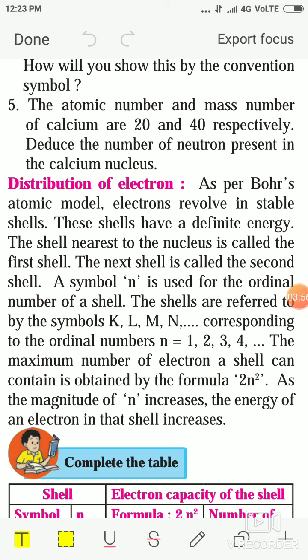The shell nearest to the nucleus is called the first shell. The next shell is called the second shell. A symbol n is used for the ordinal number of a shell. The shells are referred to by the symbols K, L, M, N. So the n number, that means the shell number, is 1, 2, 3, 4, as we have seen already. The maximum number of electrons a shell can contain is obtained by the formula 2n squared. As the magnitude of n increases, the energy of an electron in that shell increases.